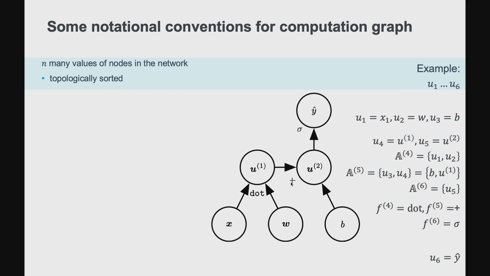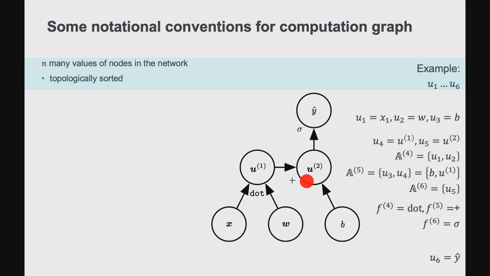Okay, so what is now the convention? I start with the input layer. This is the X. This is my U1. This weight vector down there is my U2. And the offset here, this is my U3 for the offset.